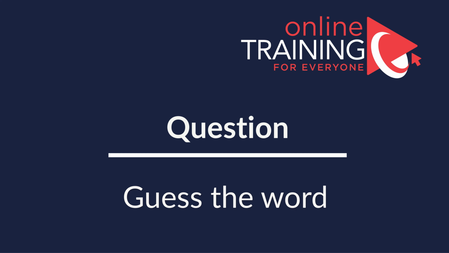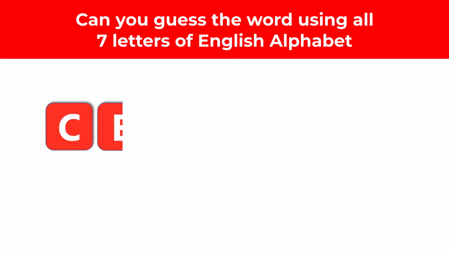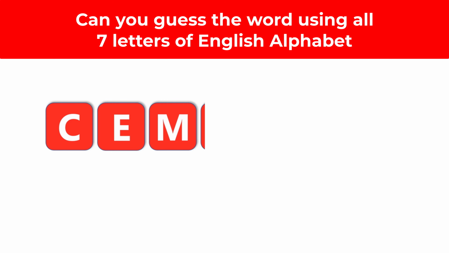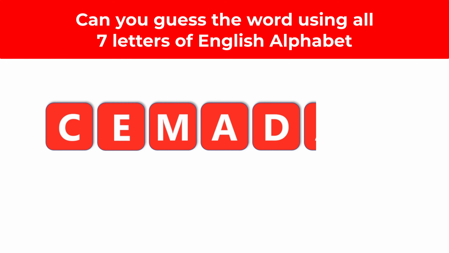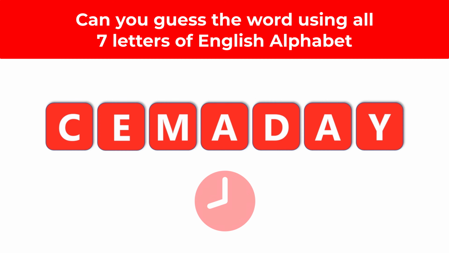Here's the tricky problem we frequently see on the test. You're presented with the 7 letters of the English alphabet. The letters are C, E, M, A, D, A, and Y, and you need to guess the word using all the letters presented. Give yourself 15 to 20 seconds, maybe longer, depending upon your experience of guessing particular words. Do you see the answer? Let's continue to get to the correct solution together.